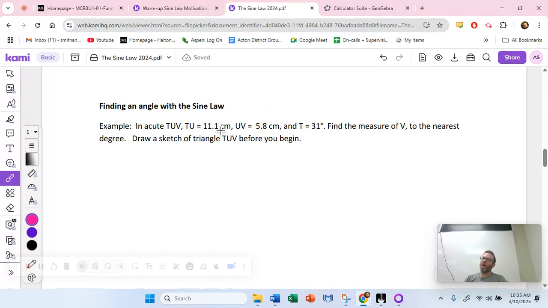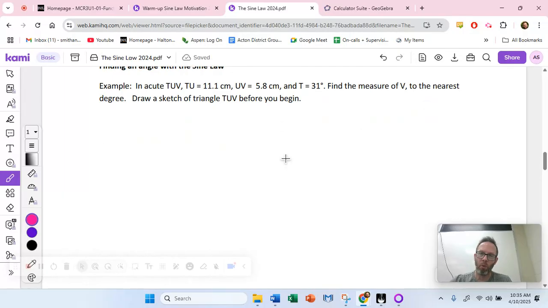When you don't have a triangle, just draw a triangle. You don't need to get the protractor and the ruler out. Just draw some random acute triangle. I'm just going to draw something like this. I'm going to call that acute triangle TUV. So all the angles are acute. And then we'll just put stuff in different places.